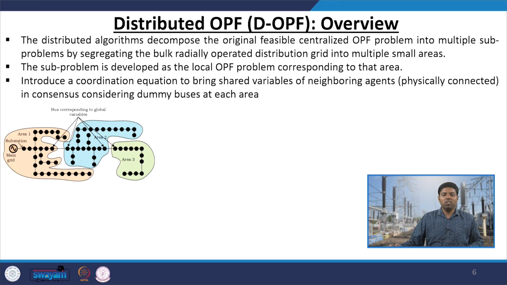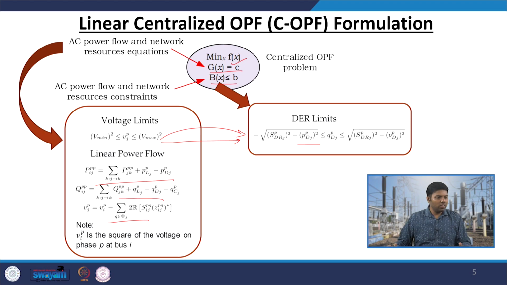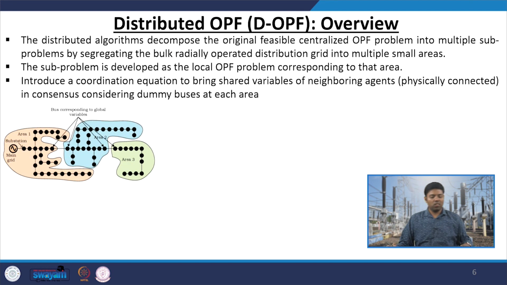Now, we will come to the distributed OPF. The linear centralized OPF problem that we have seen will now be converted to a distributed one. The distributed algorithm decomposes the original feasible centralized OPF. First, remember, the centralized OPF problem has to be a feasible problem. An infeasible problem cannot be decomposed. So, the feasible centralized OPF problem is decomposed into multiple sub problems by segregating the bulk radial network into small areas.